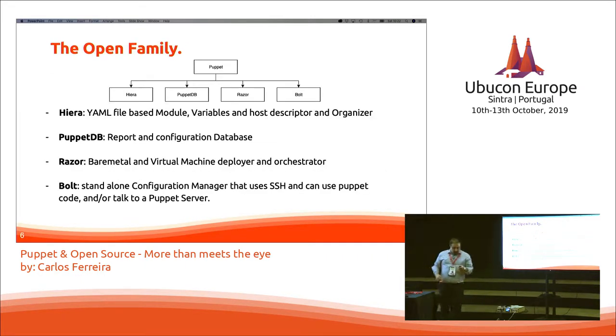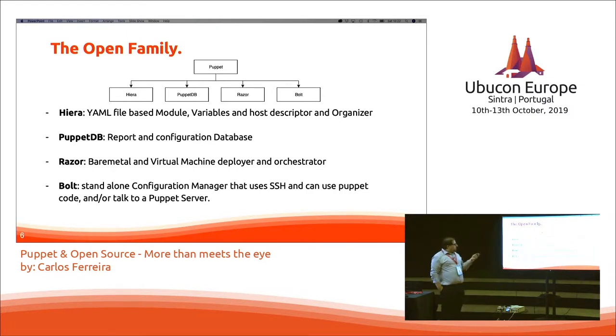Let's talk about the open part of the family of Puppet. So we have Puppet itself. We have Hiera, with a YAML file-based module, variables, and host descriptor and organizer. So you can go from describing a variable to describing a whole node to the whole infrastructure in YAML files. And Puppet will automatically, out of the box, read it from there and literally filter your catalogs once they've been generated.